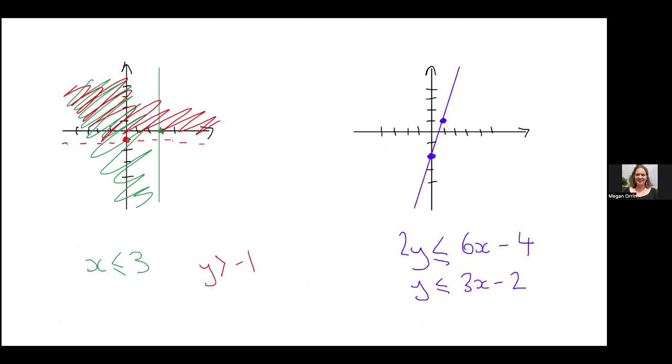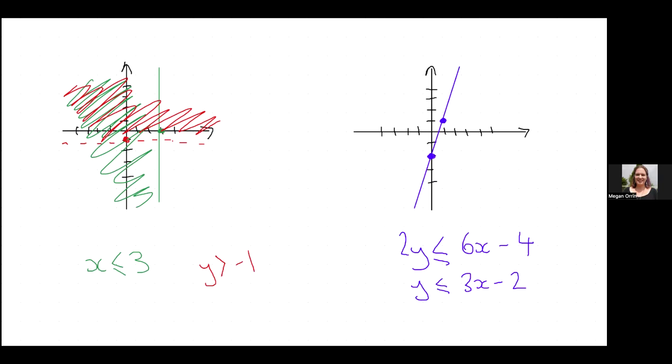Okay, so now I need to decide which side of the line I'm going to color in. There is a very easy way to do this because it's already in the right form. If it's already in the right form, if it's less than, you color below. If it's greater than, you color above. That's really easy. But what you can do if you're not sure is test a point.